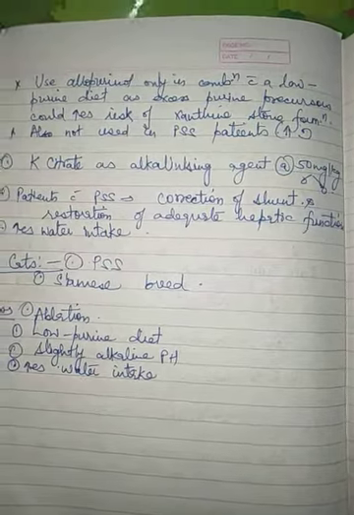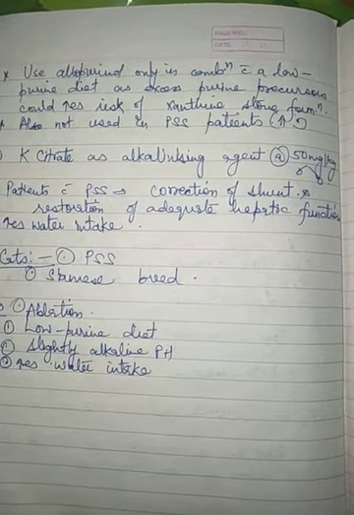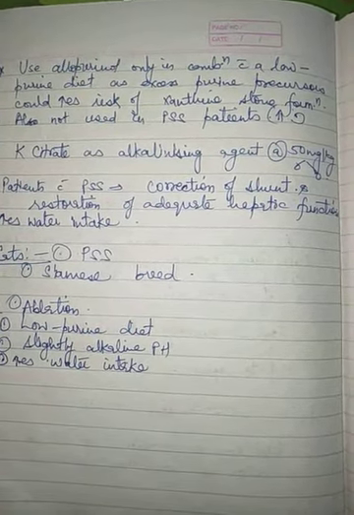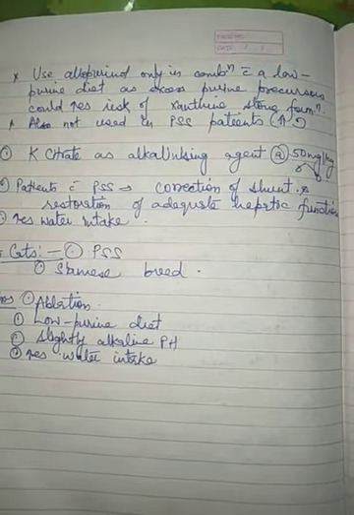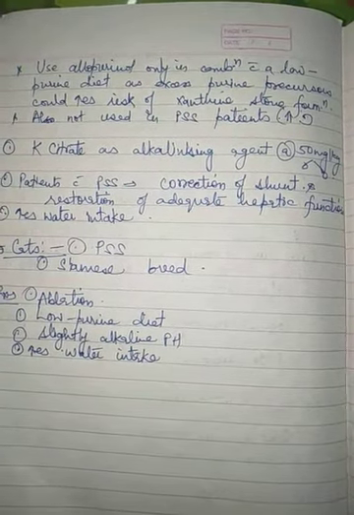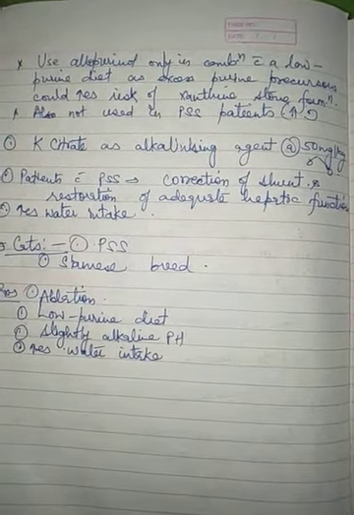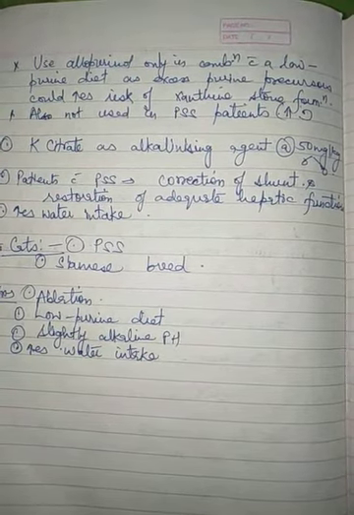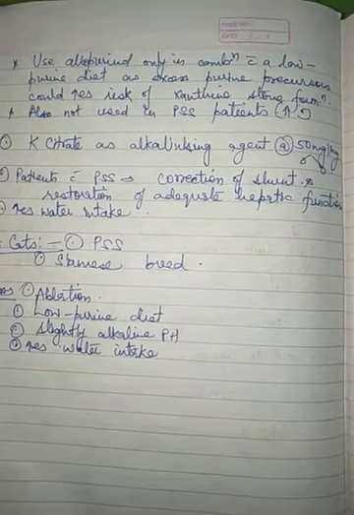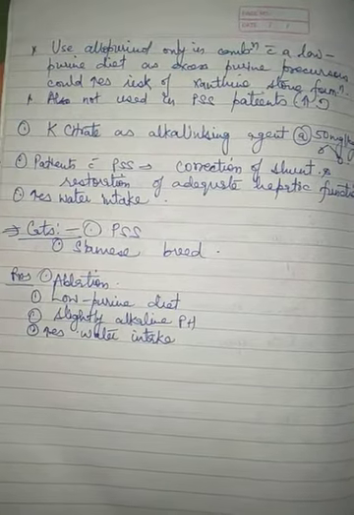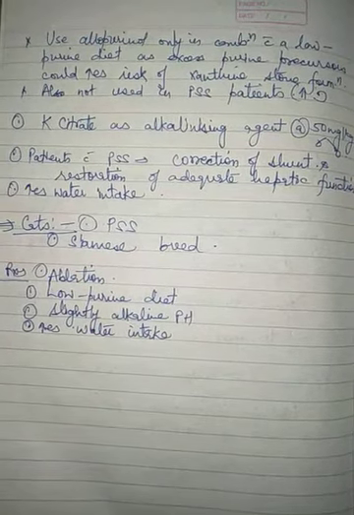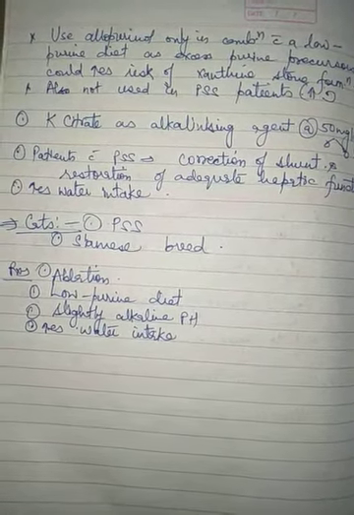Then potassium citrate as an alkalizing agent is given at the rate of 50 mg per kg body weight twice a day. In patients with PSS, that is portosystemic shunt, surgical correction of the shunt is done and restoration of adequate hepatic function is achieved. And for the treatment, as in all stones, we increase the water intake.